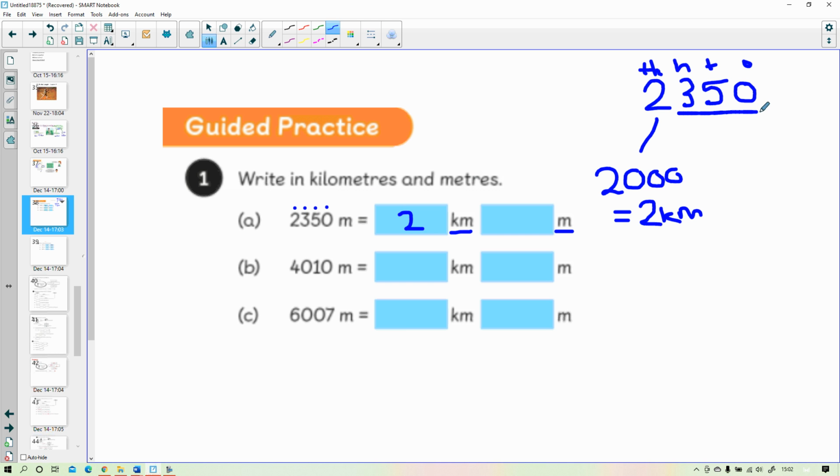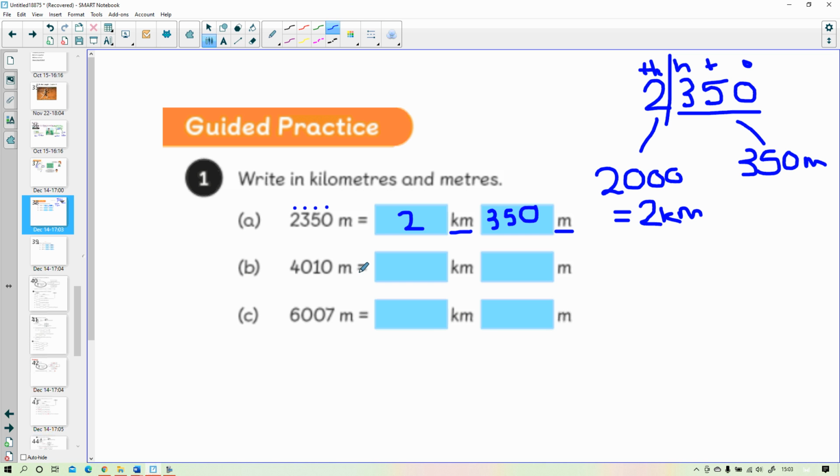Now to look at the remaining part, we can see there are 350 metres. My 3 doesn't fit into my thousands, it's only 300, the same with my 5 tens. So make sure you're looking really carefully at the difference between where your hundreds and where your thousands are. I should have got my 2,000, my 2 kilometres, kilo is 1,000, and my 350. That's where the number separates. Let's put the answer in.